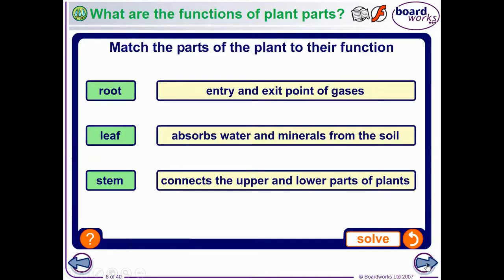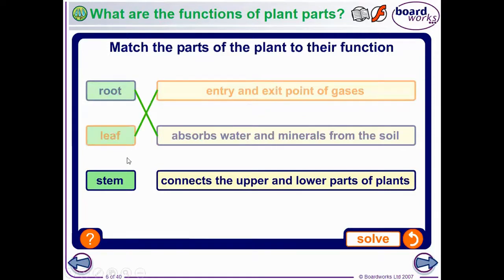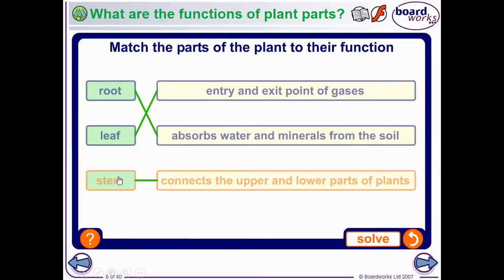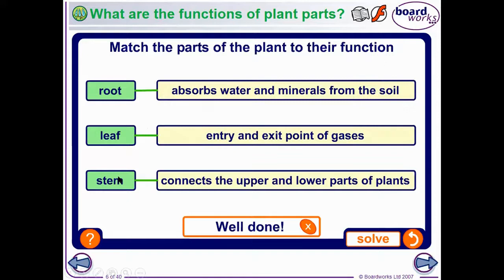So very quickly, this is a very quick and easy activity. The roots are responsible for absorbing water and minerals from the soil. So that matches up with our root. The leaf is the entry point and exit point of gases. And finally, our stems connect the upper and lower parts of the plant. And our stems are very important, especially when we start to talk about transport, how the substances we looked at earlier are able to move around the plant.